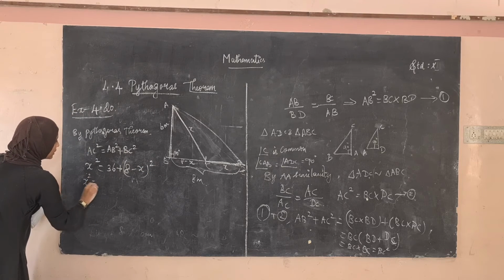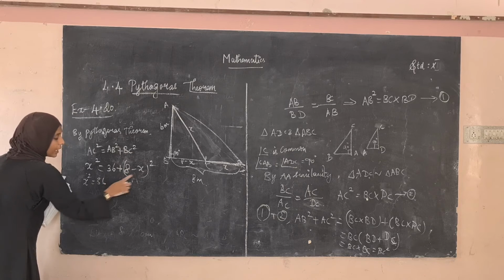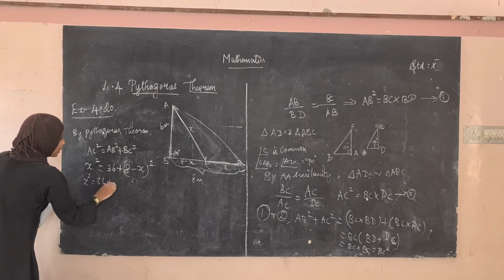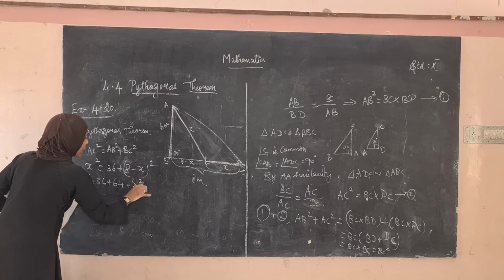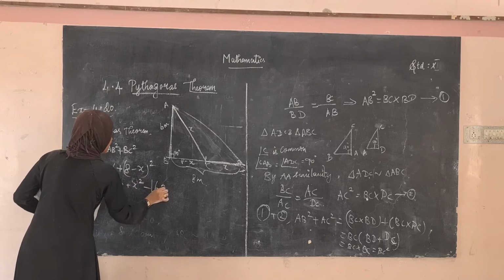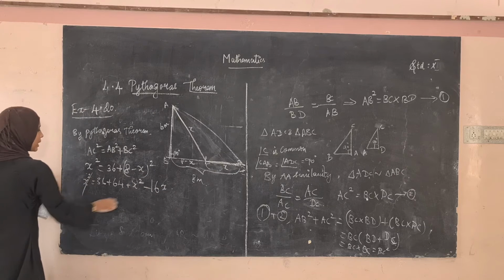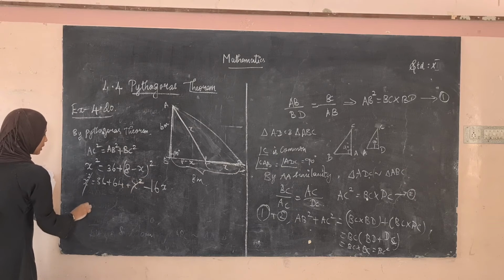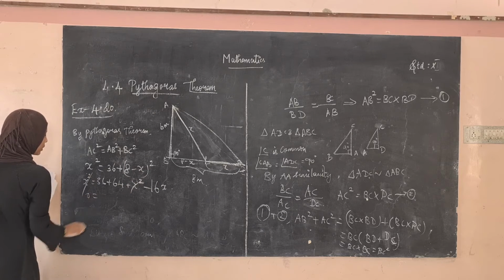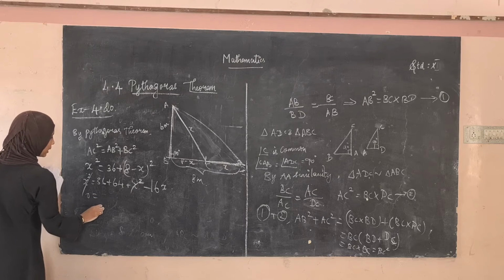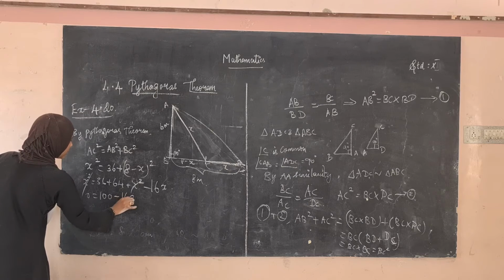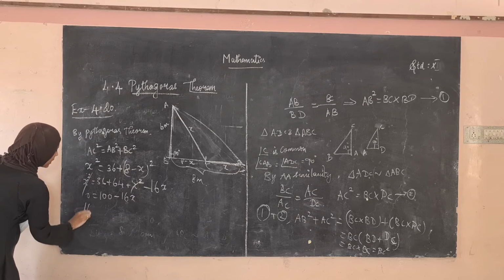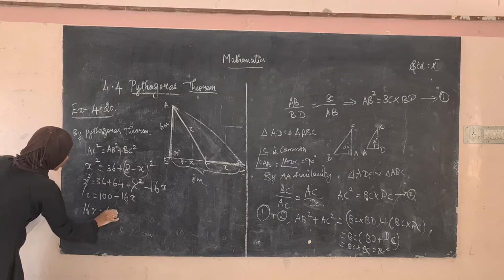x square is equal to 36 plus (8 minus x) the whole square. What is (a minus b) the whole square? a square. 8 square is 64 plus x square minus 16x. Okay, so this x square and this x square get cancelled. Here it is 0, right? So this is 100 minus 16x. Bring this 16x to this side. 16x is equal to 100.